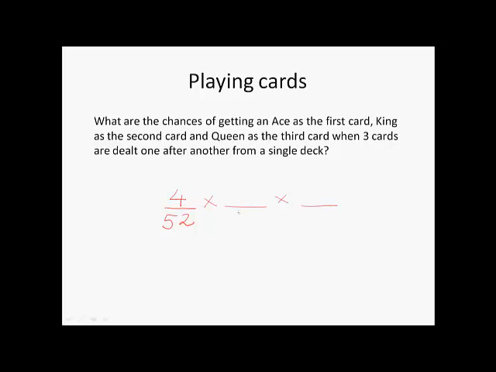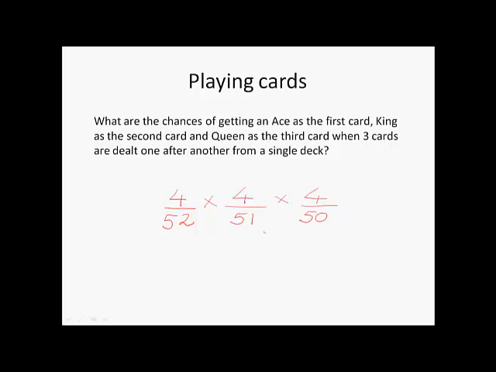Now, as the first card has already been selected, I have only 51 cards left to select from. But here again, I need to pick up the king, and there are 4 kings left in the pack. So the probability of the second card being a king is now 4 by 51. Now, as one more card has been removed, the total cards left in the pack is 50. And now there are 4 queens left in the deck for me to select from favorably. And hence, the probability of getting the queen as the third card is 4 by 50. So the total probability works out to 4 multiplied by 4 multiplied by 4, the whole divided by 52 into 51 into 50.